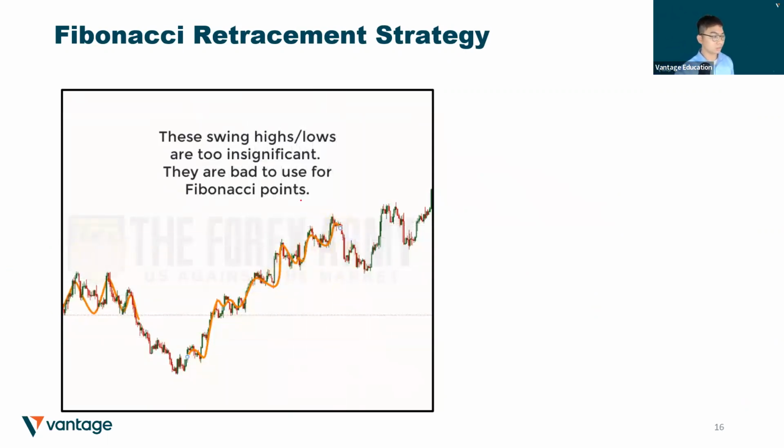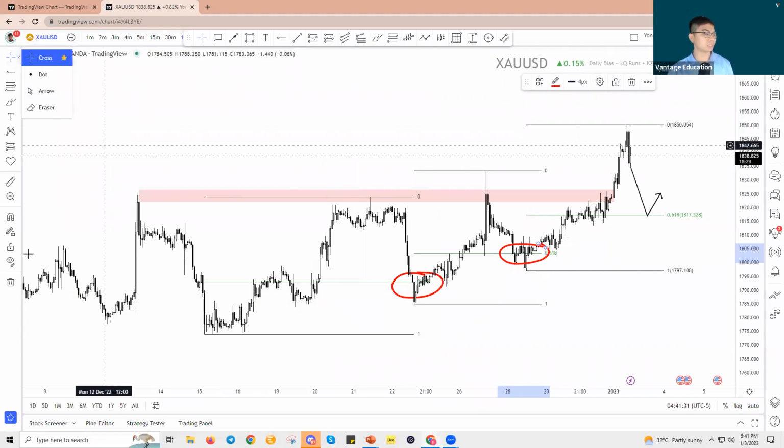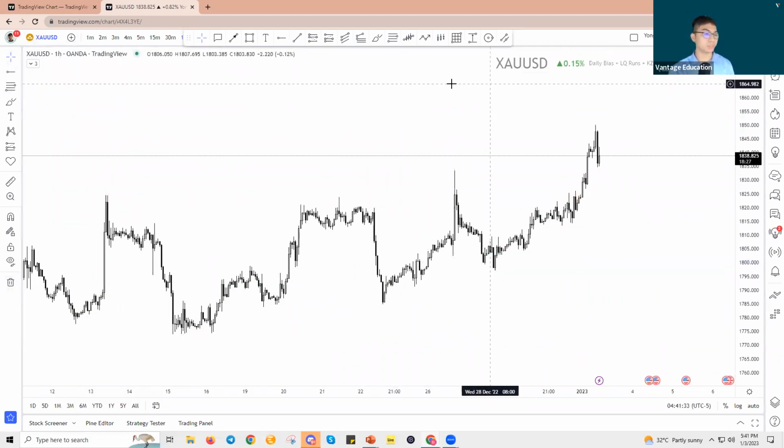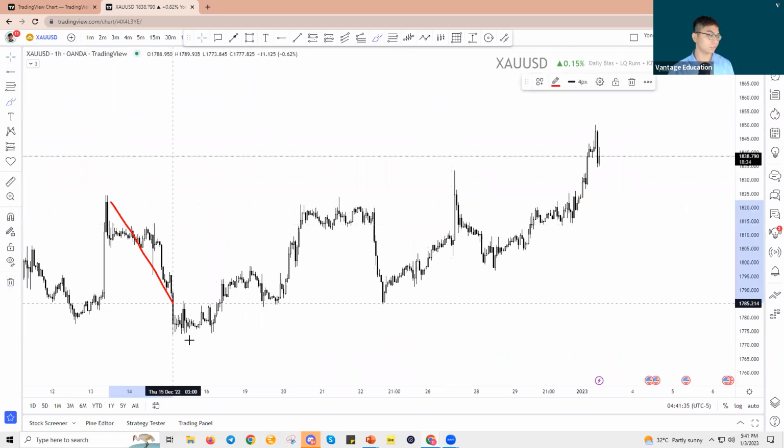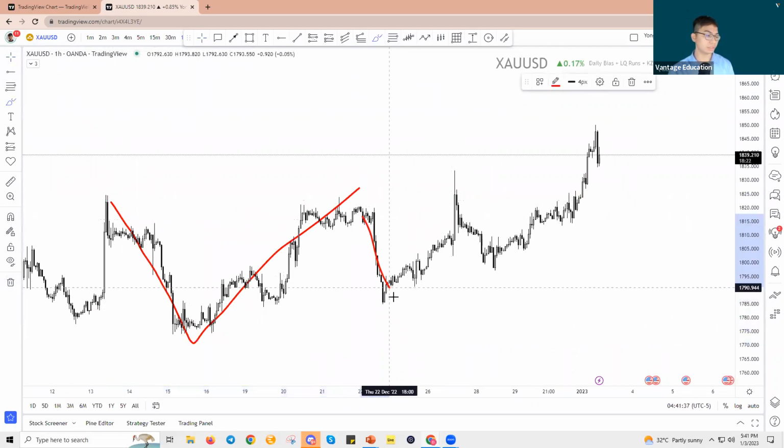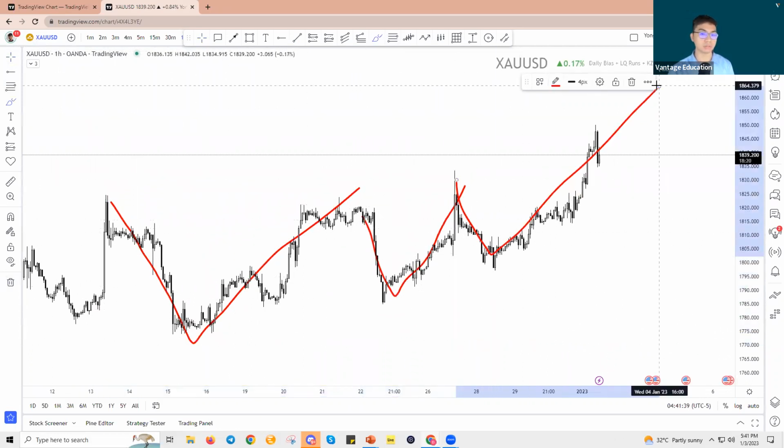You cannot, this is a bad way to draw a Fibonacci point. All these are not significant at all. You cannot draw a Fibonacci point from some random area, like right here to here. It's not significant enough. Just now I already showed you guys on the TradingView chart how significant it must be. It has to be from a significant area, significant area, significant area to draw your fibs.